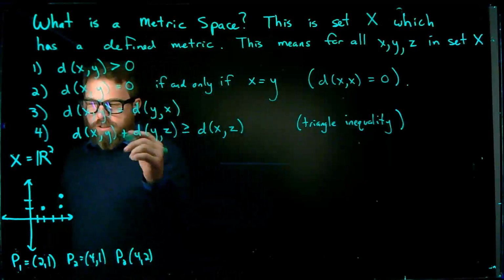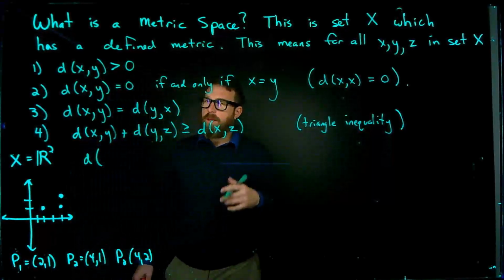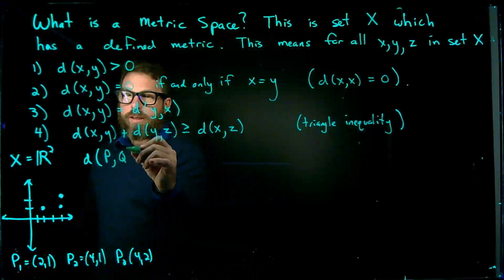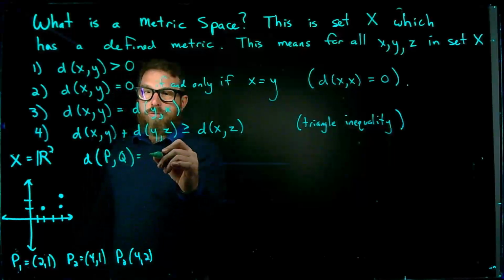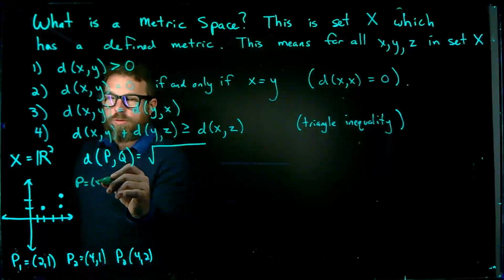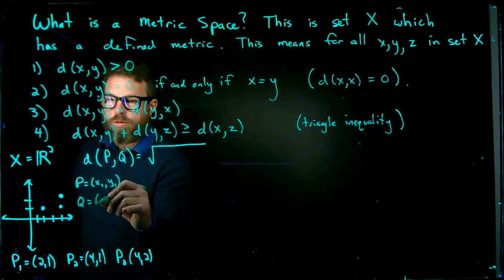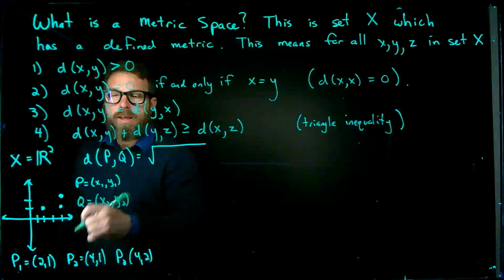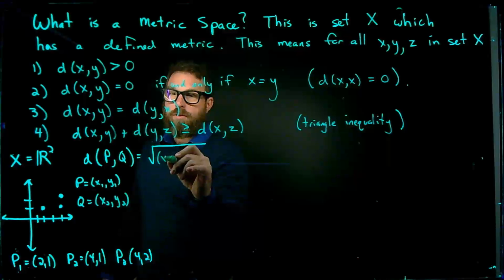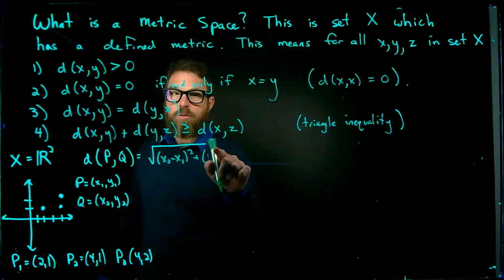So first, let's start out with a metric. I'm going to say the distance between point P and point Q is equal to the square root of, well, if P is equal to x1, y1, and Q is equal to x2, y2, then our distance formula is equal to the difference between the x's squared plus the difference between the y's squared.